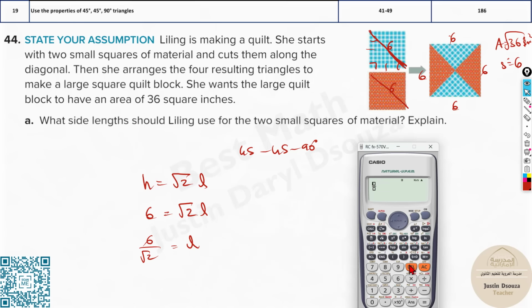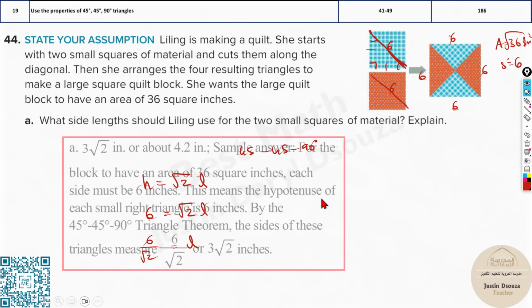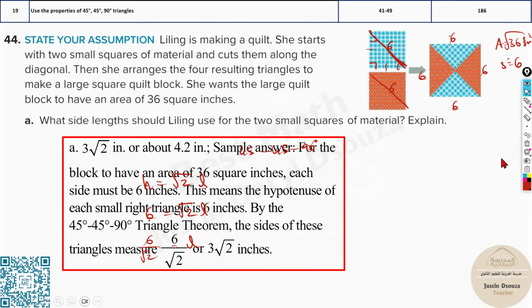Here we have 6 divided by square root 2. And the answer is 3 root 2, or 4.24. So 3 root 2 is taken. The lengths of the smaller squares must be, oh yeah, even if it's written as 4.2 or 3 root 2 inches.